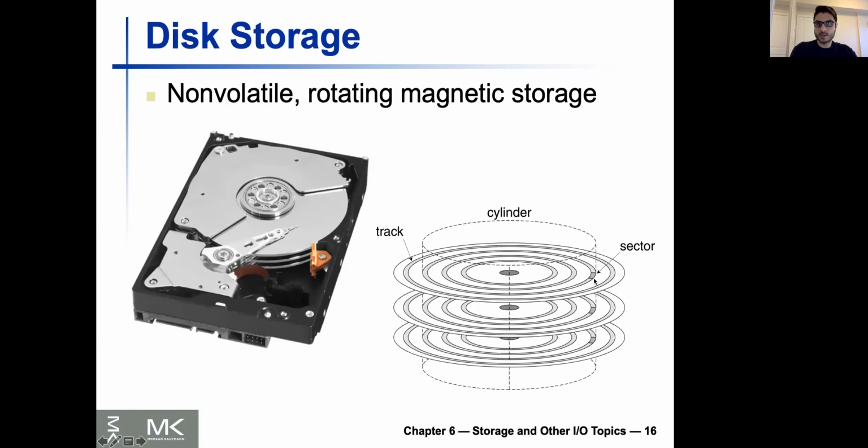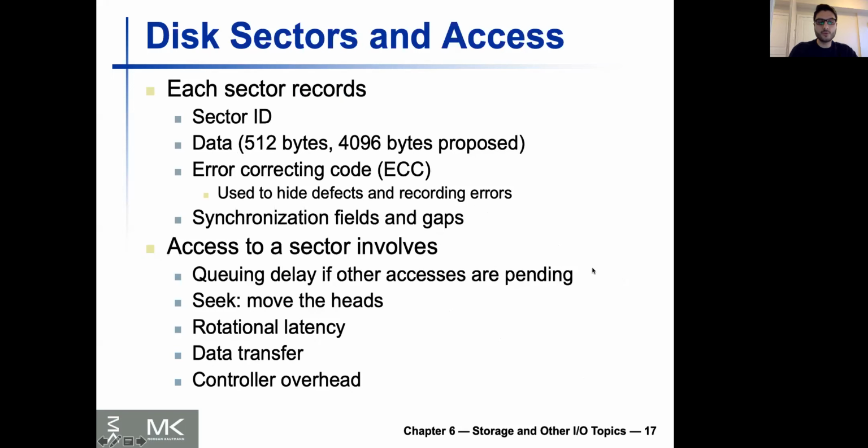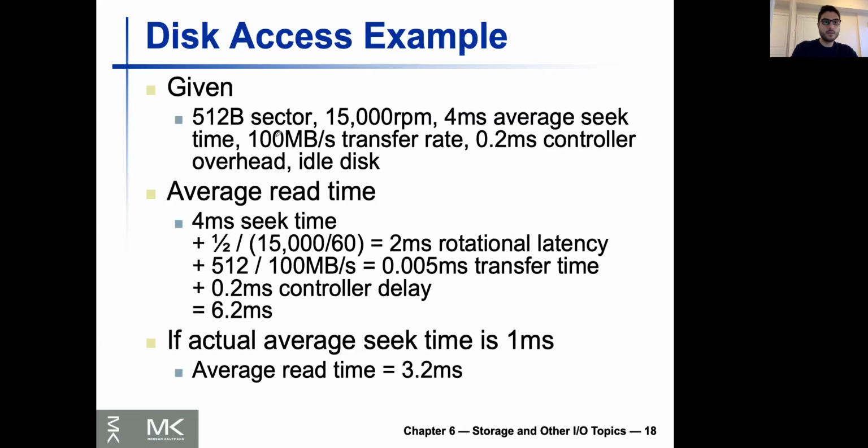So this is called a sector. Just a small chunk inside each of the tracks within your cylinder. You have 512 of those.